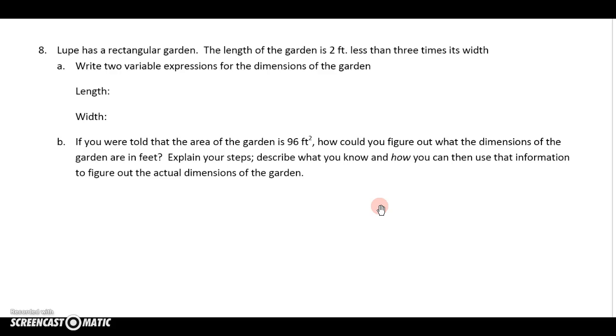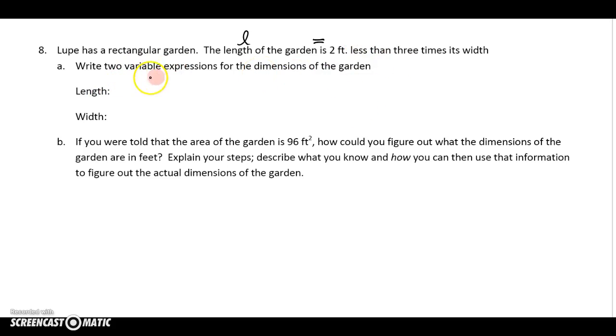All right, so let's take a look at Lupe and her garden. Lupe has a rectangular garden. The length of the garden is 2 feet less than 3 times its width. What? Okay. So Lupe has a rectangular garden. The length of the garden is 2 feet less than 3 times the width. So the length is, okay, so tell me what the length is.